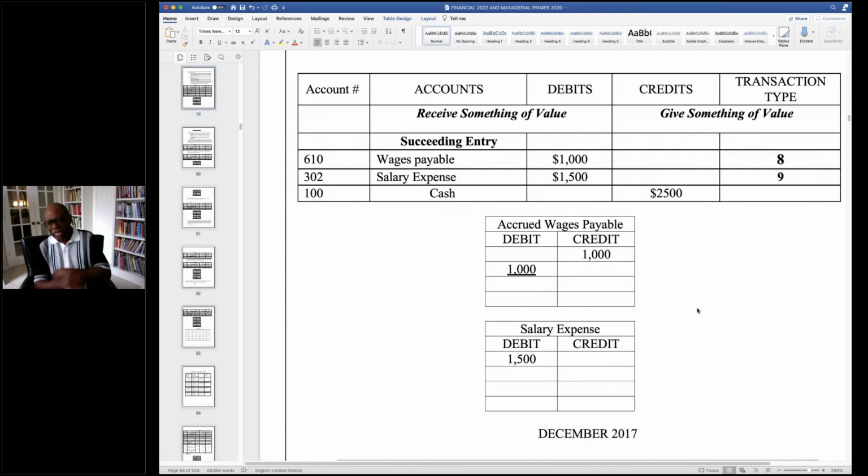So these are adjusting entries. Let's try to work them and work through them. They're difficult to work sometimes, but closing entries are more important. So I'll tell you that closing entries are more important.